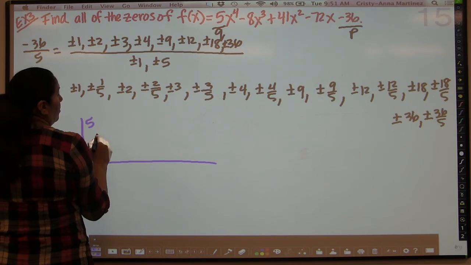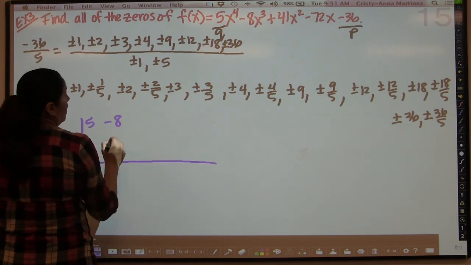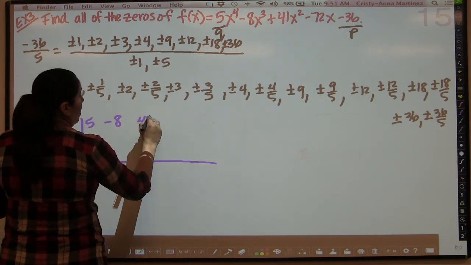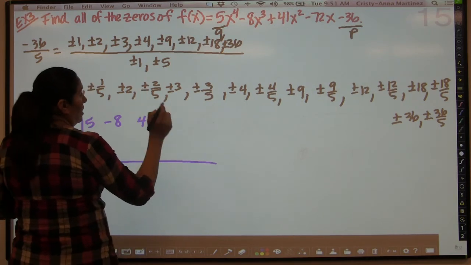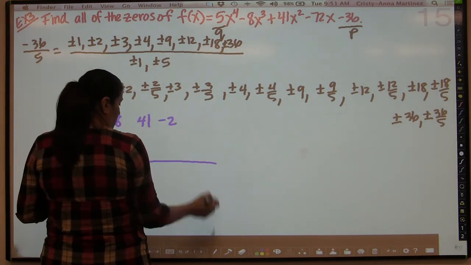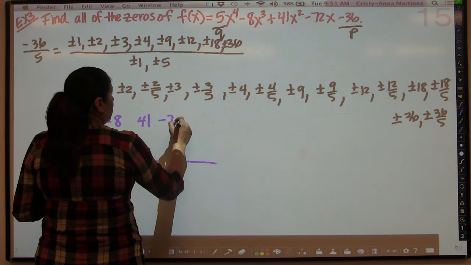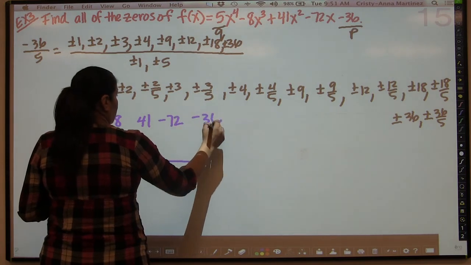5x to the 4th, negative 8x cubed, 41x squared, 43x, 219, negative 72, and negative 36.